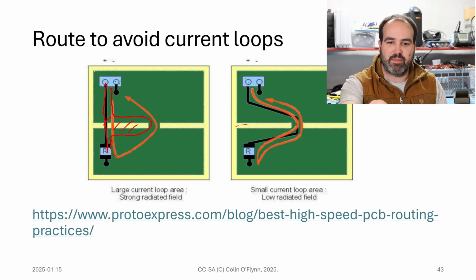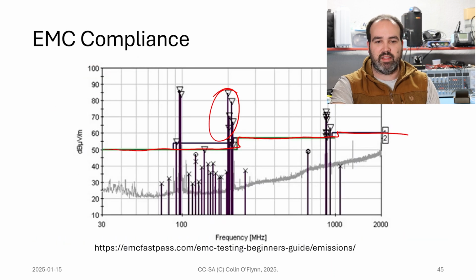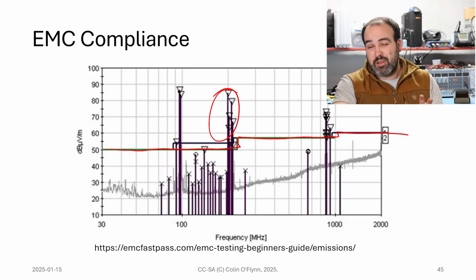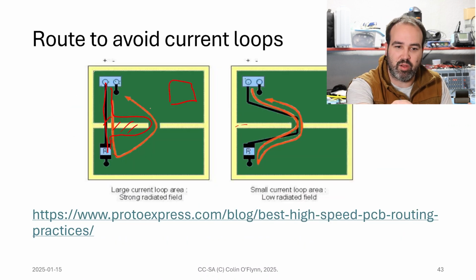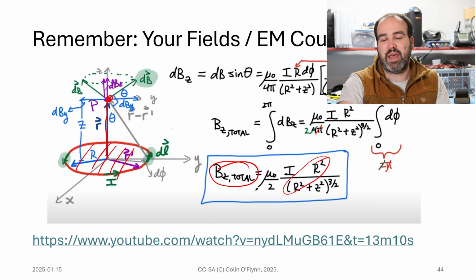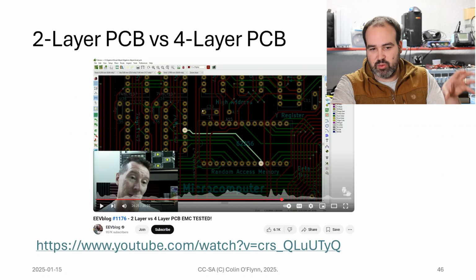Some of that might be because you did silly things like that. Even without compliance though, those emissions could cause your microcontroller to reset. Say this was your motor controller and you had a microcontroller over here. You may actually get emissions that cause bad things to happen even within your system. So it's always good practice to reduce those loops.